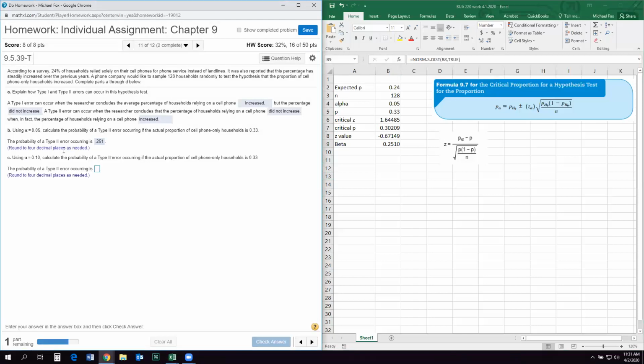And now it wants us to calculate the same thing with an alpha of 0.1. So all I have to do is go back and change my alpha, because my calculator is all set up. And there's my new beta, 1.1583.